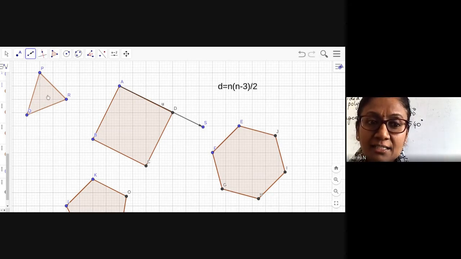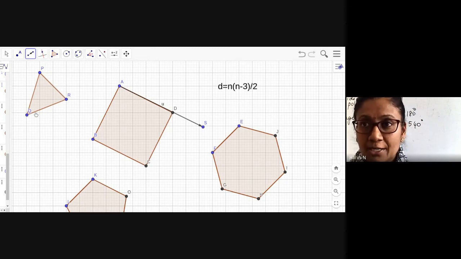Because a triangle does not have non-consecutive vertices at all. All of them are adjacent to each other. There are no non-consecutive vertices. Alright. Next, moving on to the quadrilateral.